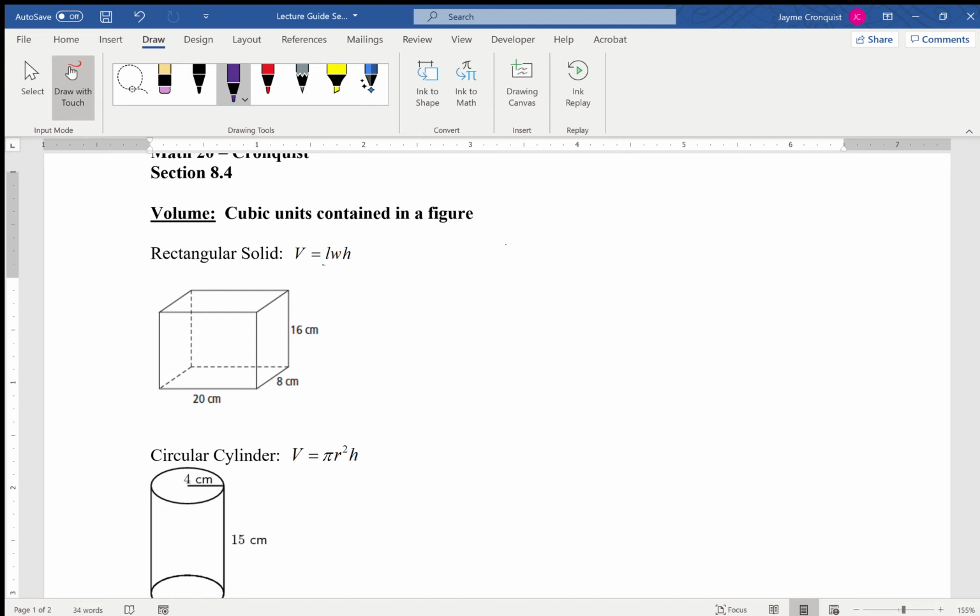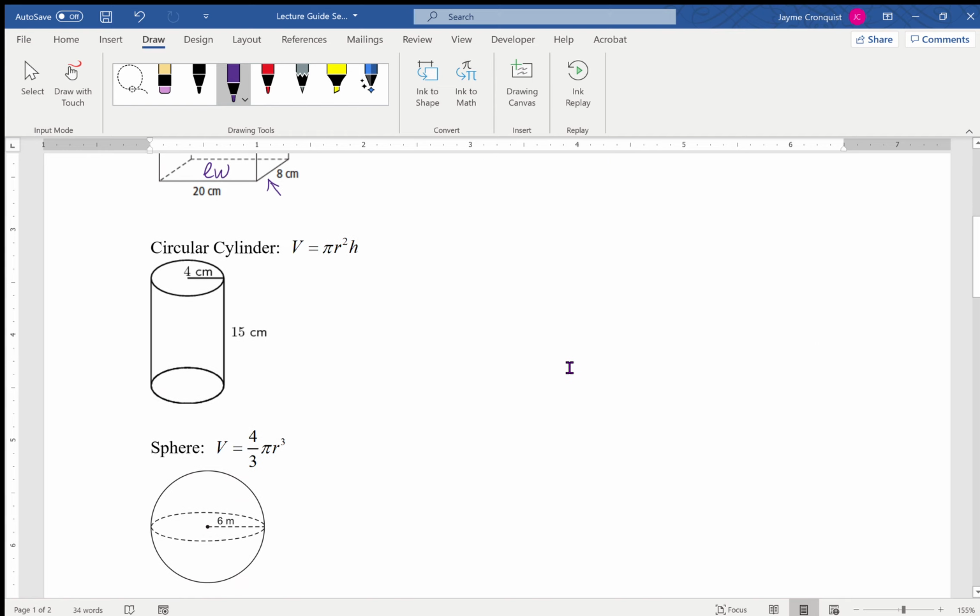The volume is the length times the width times the height. Basically, it's the area of the base times the height. Now, the reason I say it this way is if you have a cylinder, which is a circular base, or a triangular based prism, all of these would have the same basic formula. So it's area of the base, length times width, times the height.